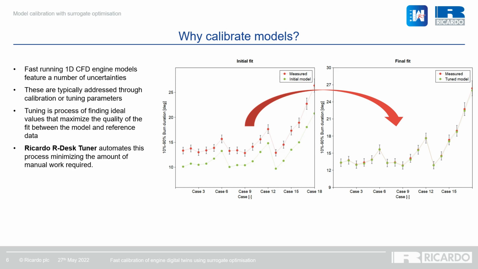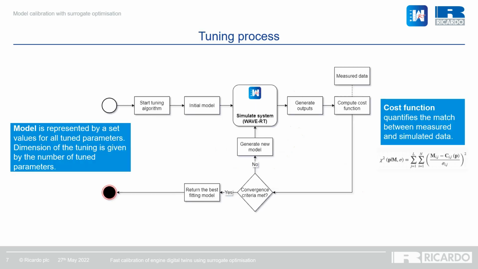The tuning process aims to find a set of tuning parameters that maximize the quality of fit between the model and the reference data. Ricardo R-Desk Tuner automates this process, minimizing the amount of manual work required and engineer time spent. The example on the left shows the initial and final state of the tuning process with error bars on the measurement data. The objective is to get the model to fit the data within the required accuracy, bearing in mind the uncertainty of the reference data.